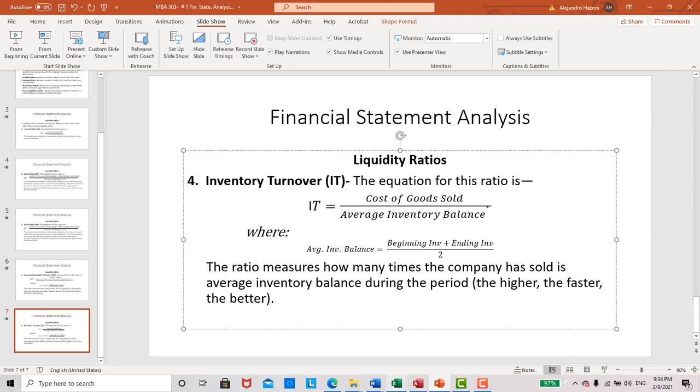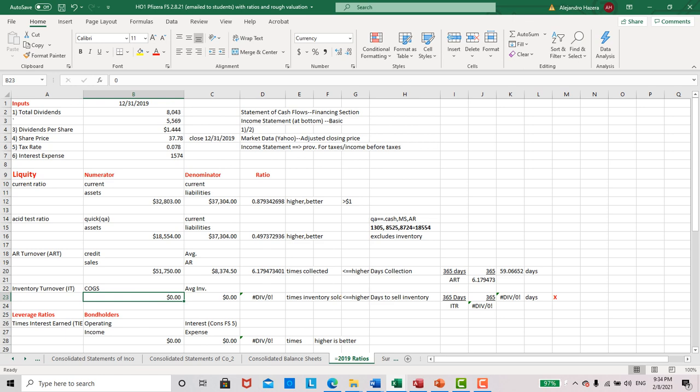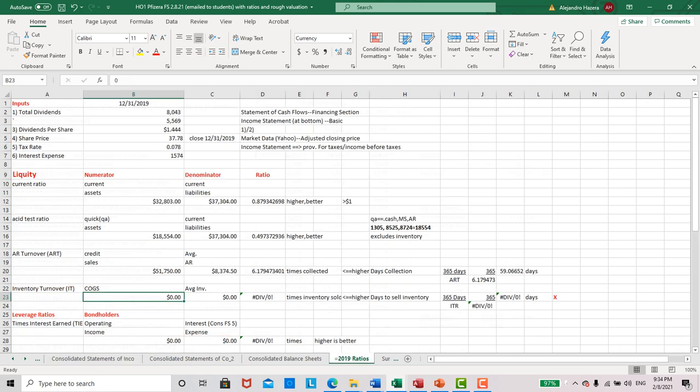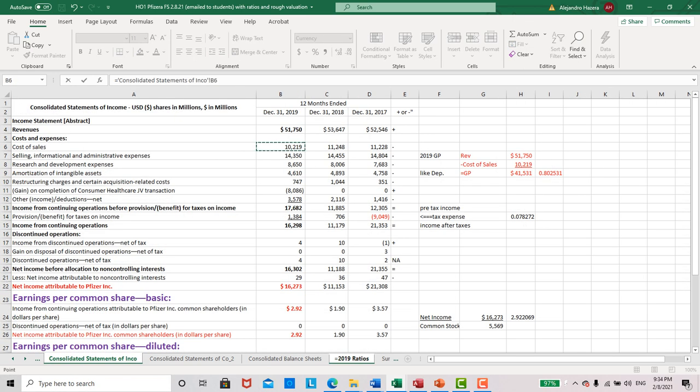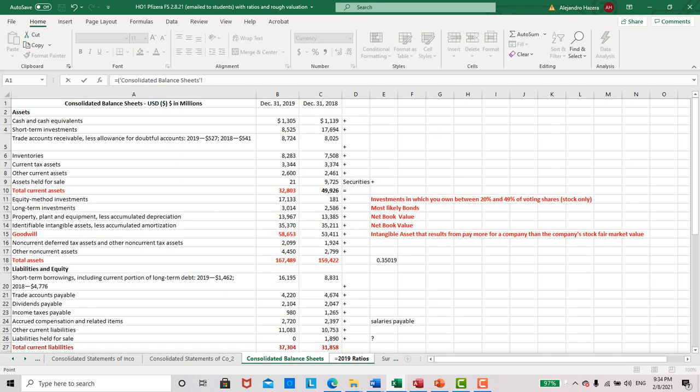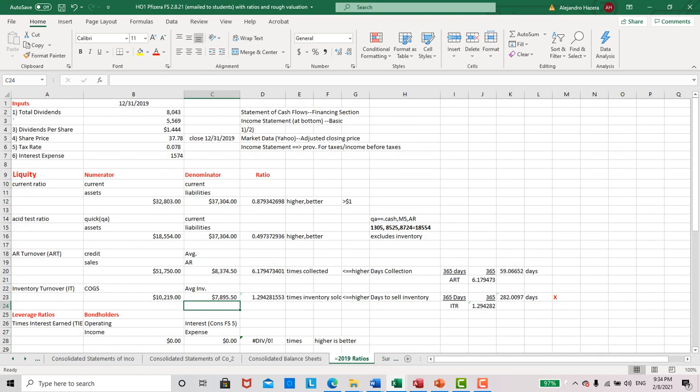Okay, so let's go back here to the Excel worksheet. And for Pfizer, you get your cost of goods sold. Your cost of goods sold comes from your income statement. So your cost of goods sold is right there. For Pfizer, it's 10,219. I guess I missed the equal sign there. So it's equal to 10,219. Your average inventory, we'll go to the balance sheet. Your average inventory is your beginning inventory plus your ending inventory divided by 2. That gives you about 8,300.